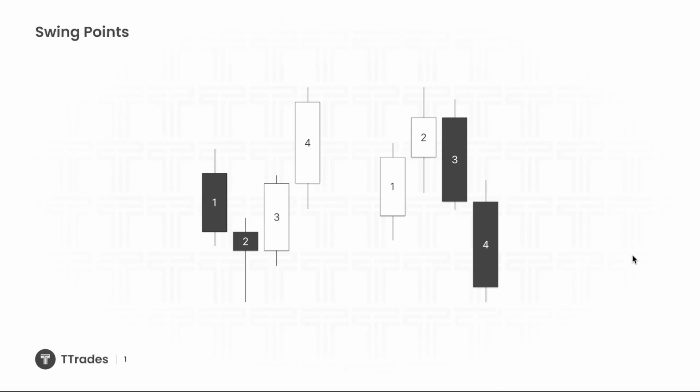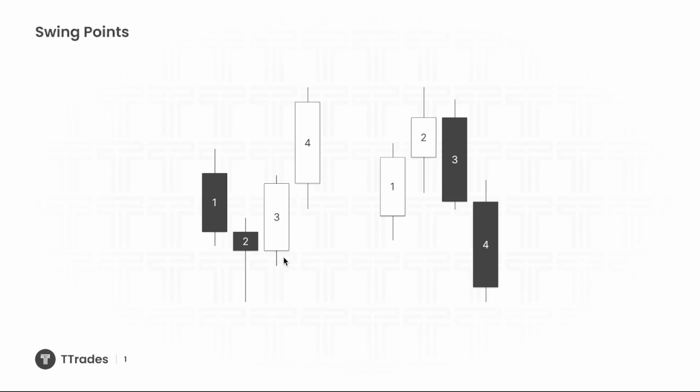Now, the first thing we look for is swing points. Why is this? Well, the foundation of the fractal model is based off the idea that price cannot reverse without a swing point. You can see here, going from a bearish trend into a bullish trend, we have to form a swing low. Going from a bullish trend into a bearish trend, we have to form a swing high.